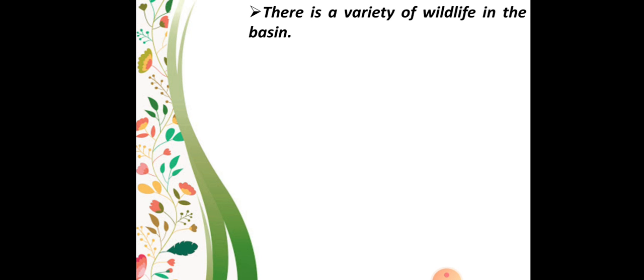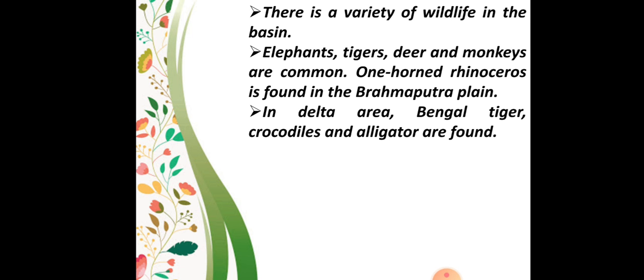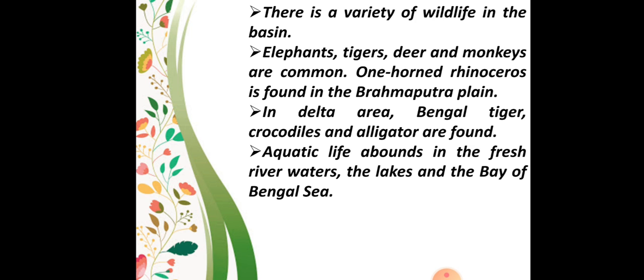There is a variety of wildlife in the basin. Elephants, tigers, deer, and monkeys are common. One-horned rhinoceros is also found in the Brahmaputra plain. In the delta area, Bengal tiger, crocodiles, and alligators are also found.